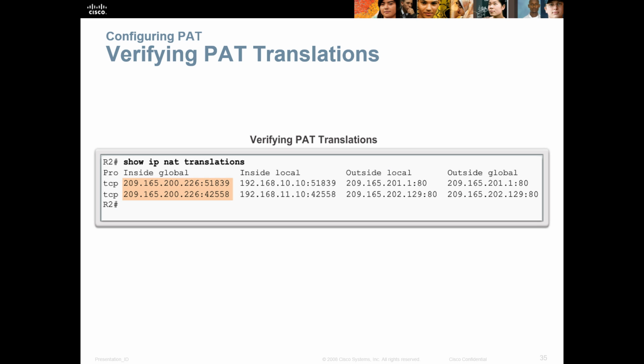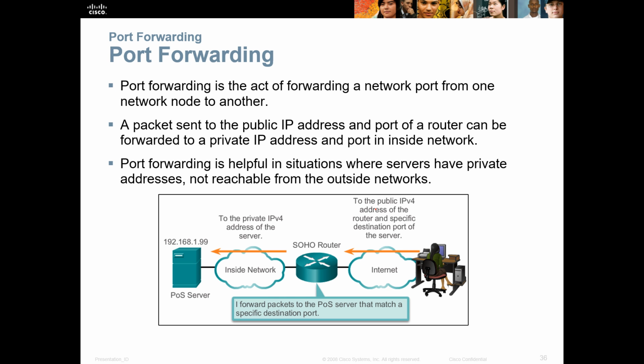So verifying PAT translation, show ip nat translation, and you'll be able to see your inside global, inside local, outside local, and outside global. Now remember, active sessions get these. If they're not here, we don't have any current active sessions. So that's our NAT and PAT in a nutshell. We have a few more things to talk about, so we're almost done.